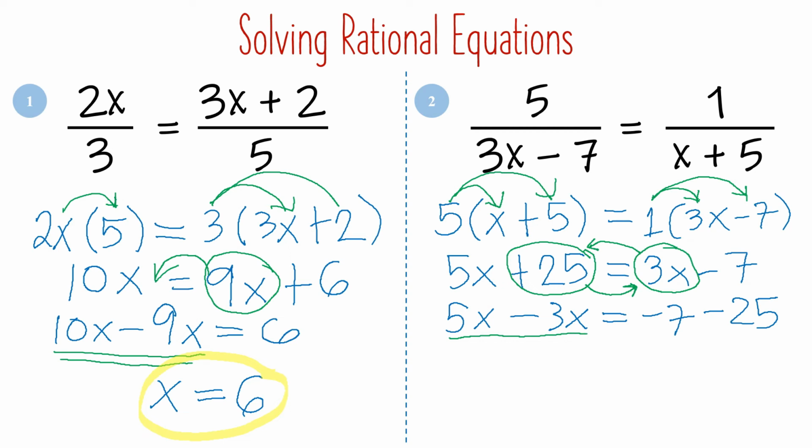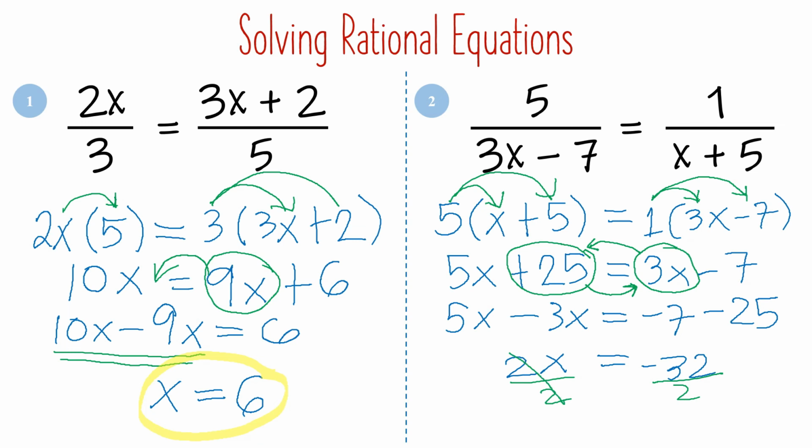5x minus 3x, that will be 2x because 5 minus 3 is 2. We just copy the variable x. Then negative 7 minus 25, since both of them are negative, we need to add them. 7 plus 25, that's 32. And copy the negative sign. Now we have 2x equals negative 32. And since we are solving for x, we need to cancel 2. And to do that, we just need to divide both sides by 2. Because that's what we need to cancel. So divide both sides by 2.